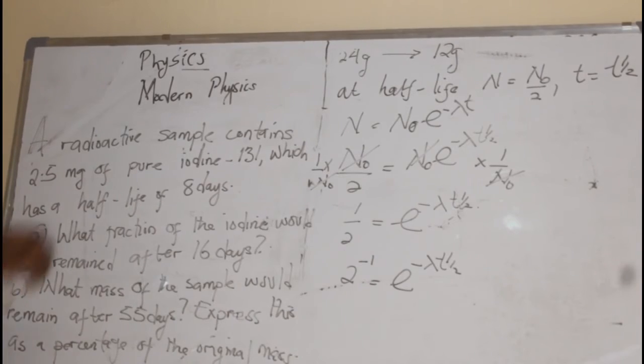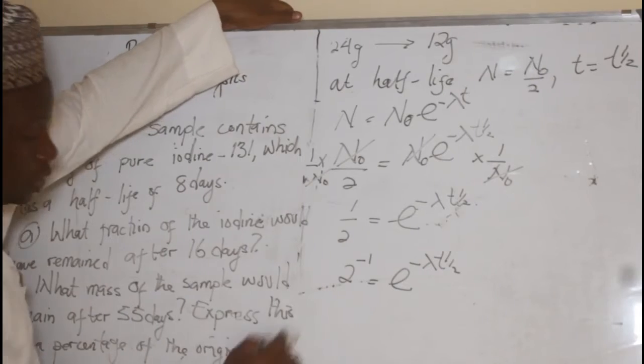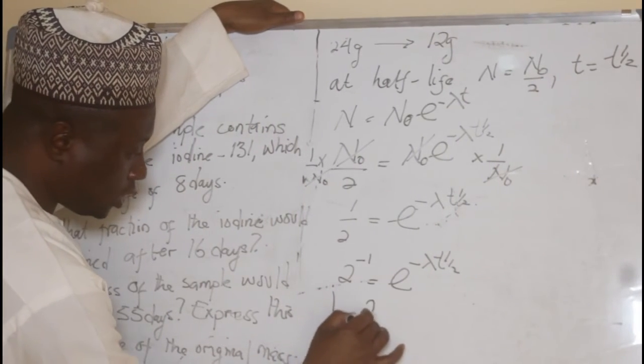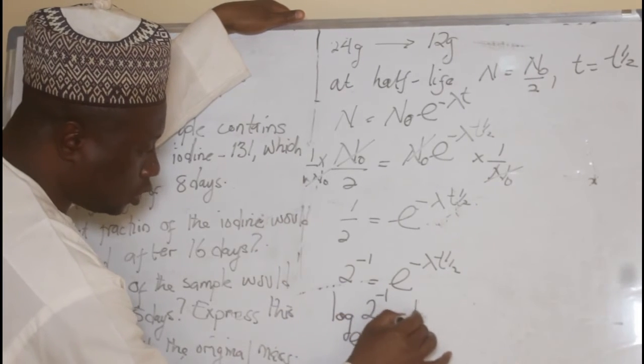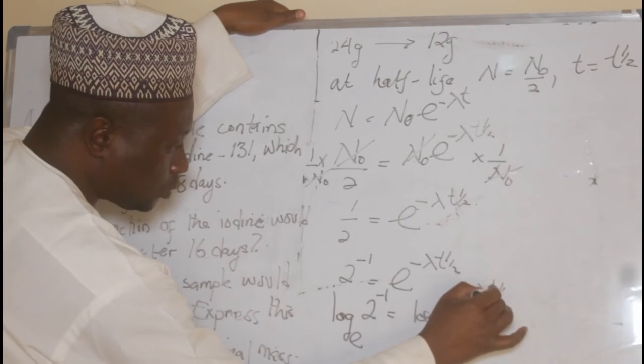Having said this, what I can do is take the ln of both sides, the log base e of both sides. So the log base e of 2 raised to the power of minus 1 equals the log base e of e raised to the power of minus lambda t half.